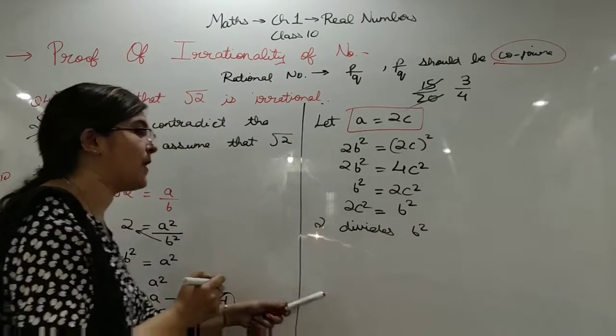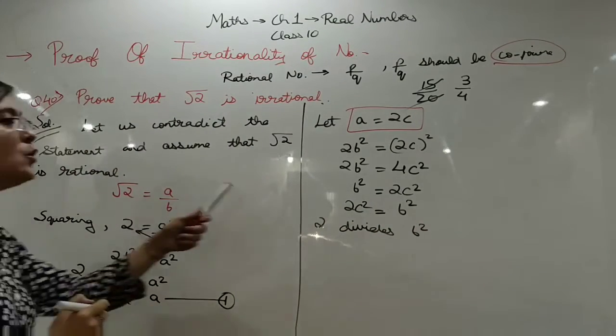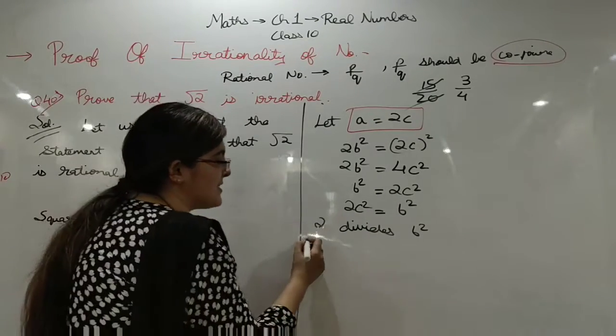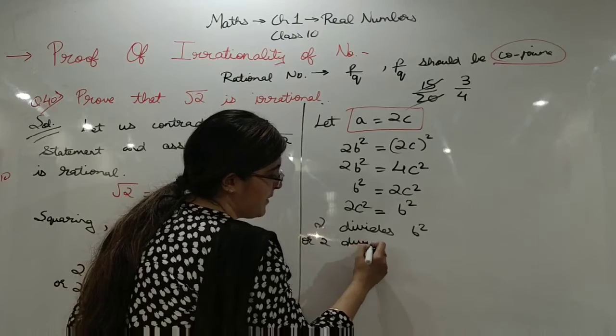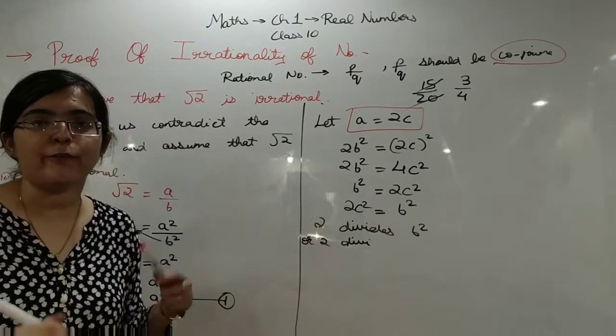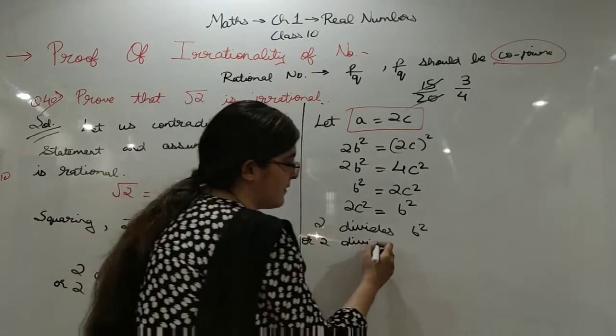2 divides b square, as I have shown you here. 2 into anything, the number will be divisible by 2. Or I can say that 2 divides b. If 2 will divide 16, then 2 will also divide 4. 4 square is 16.